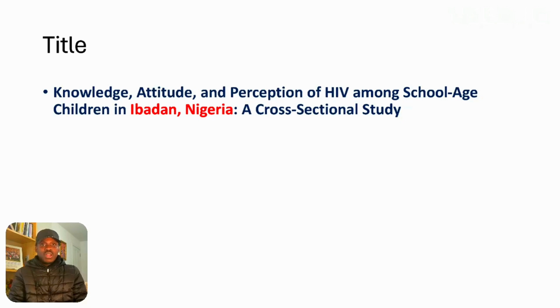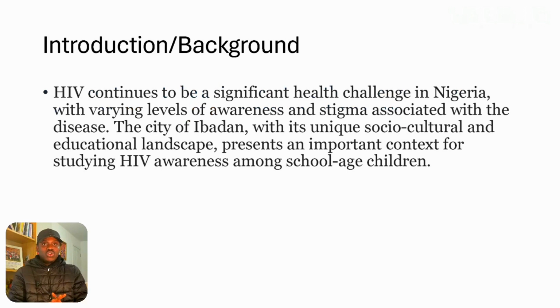Now to the next component of an abstract. We have introduction or background, and in most cases, in the introduction or background, what you need to talk about mostly should be what is known, what is unknown, and what exactly are you doing? What exactly are you giving to us?